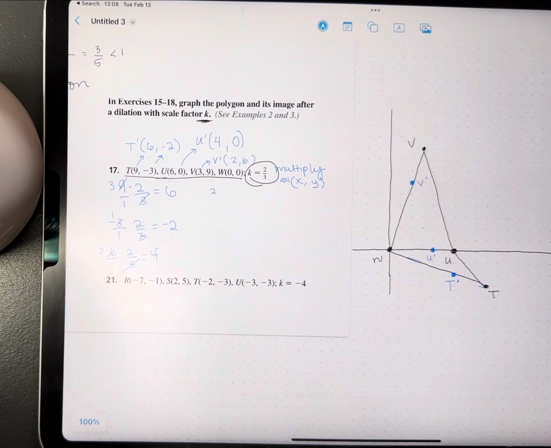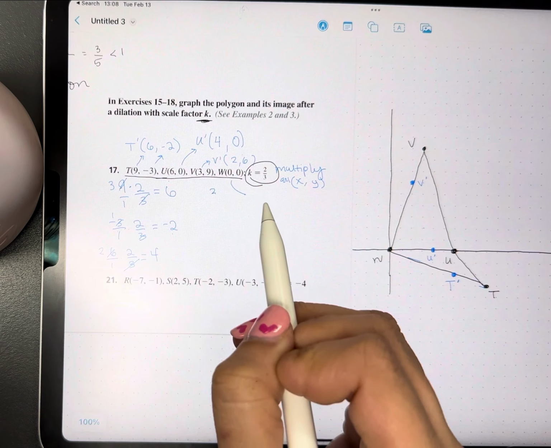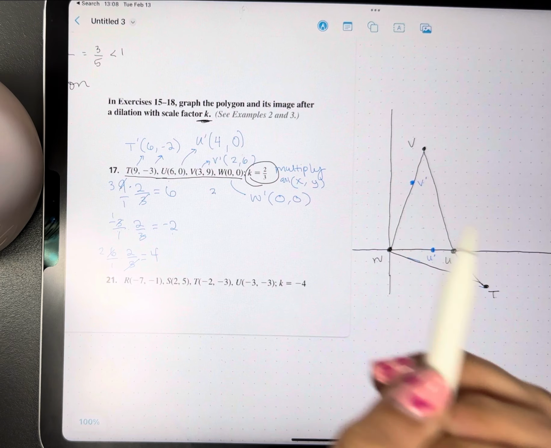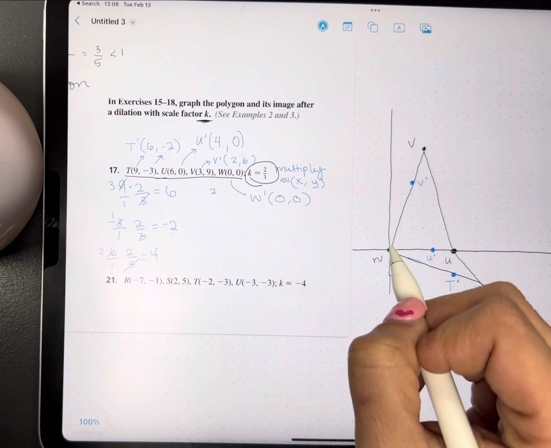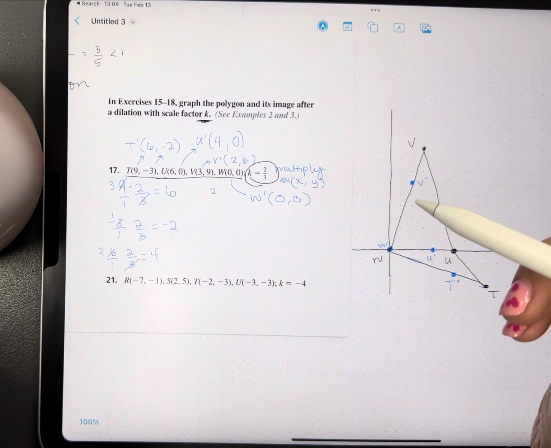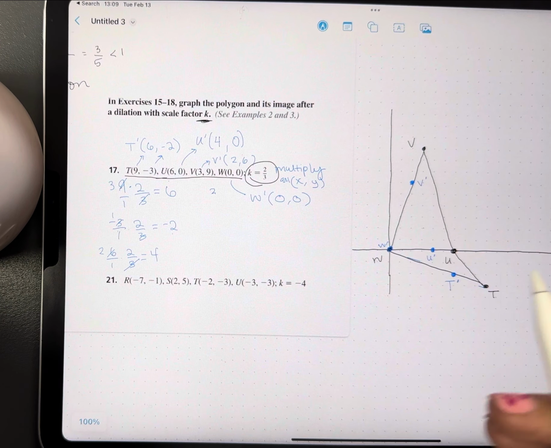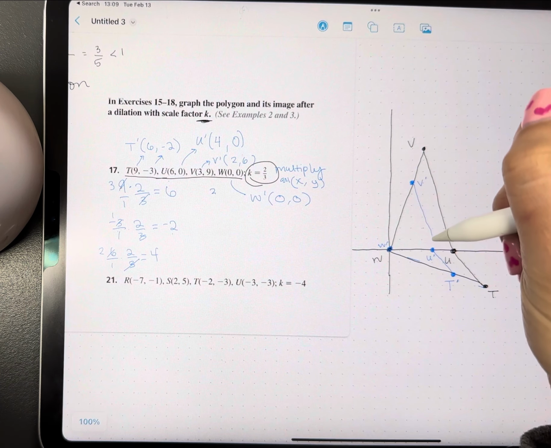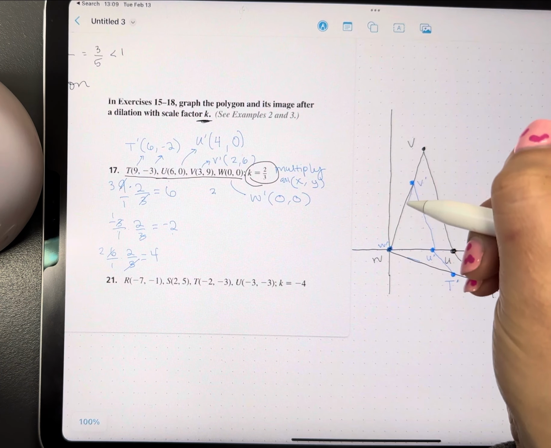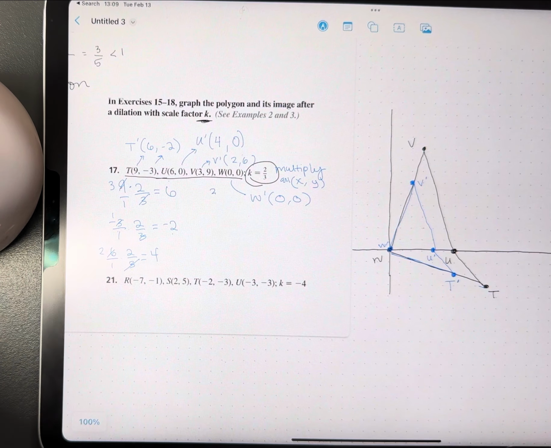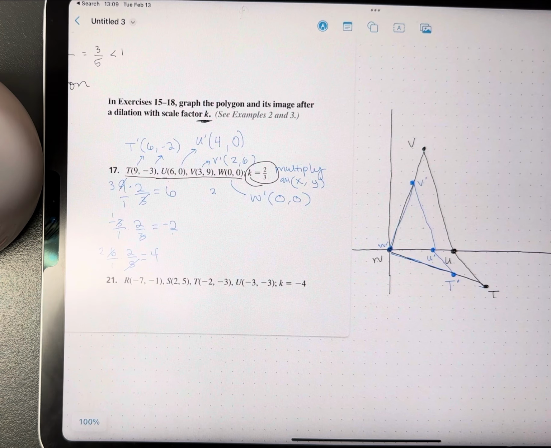It's great. Okay, and then W is 0, 0. And 0 times anything is 0. So 0, 0. And this right here is also W prime. And then we can connect T to U to V to W and then back to T. So there we are. That's 17. Okay.